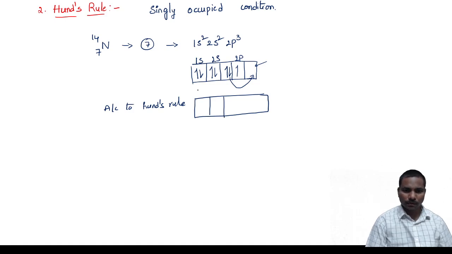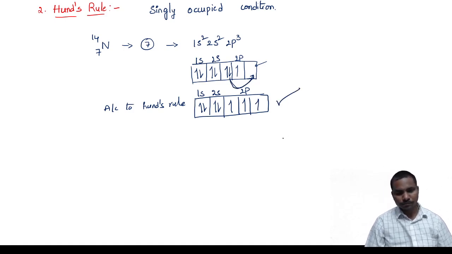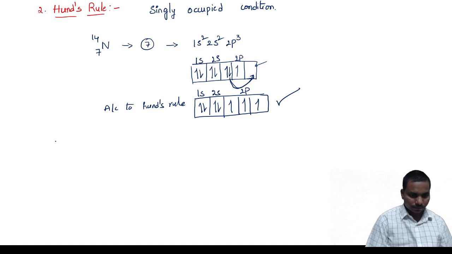So like that, 1s, 2s, 2p has 3 again. So 1s is completely filled, 2s is completely filled, in the 2p, one electron here, one electron here. One electron is moving from this place to this place now. So this is the correct one as per Hund's rule. Okay, this is Hund's rule: at least try to occupy a single electron. Okay, so note down here.